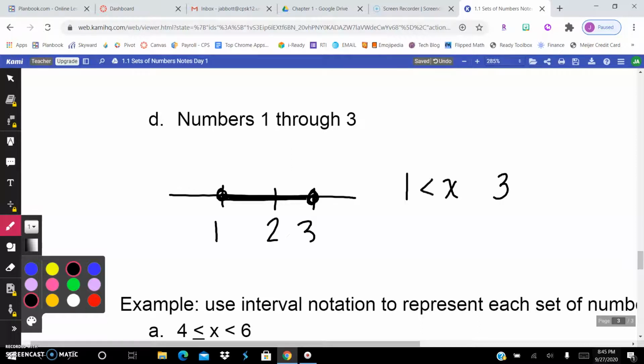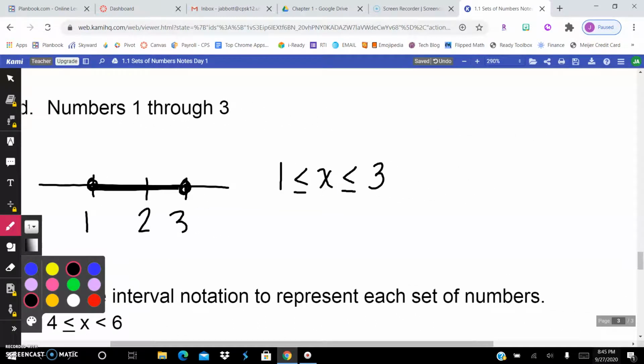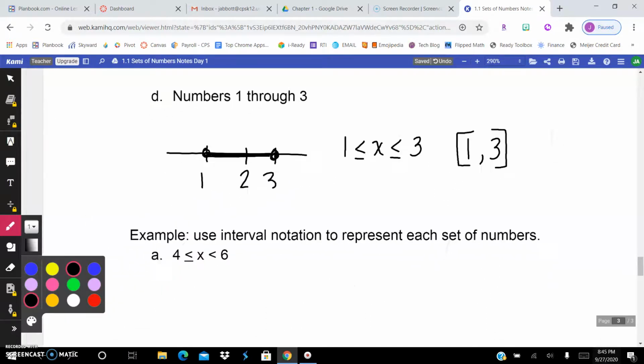1 is the smallest, so x has to be bigger than 1, but include it. And x also has to be smaller than 3, but include it as well. And then for interval notation, we have 1 to 3, and we're including both of those, so we're going to have 2 brackets to show that.